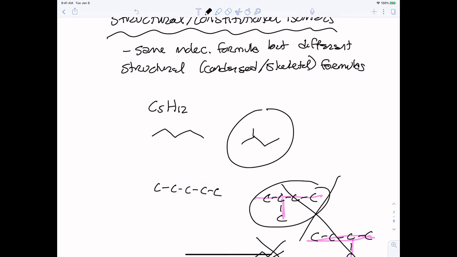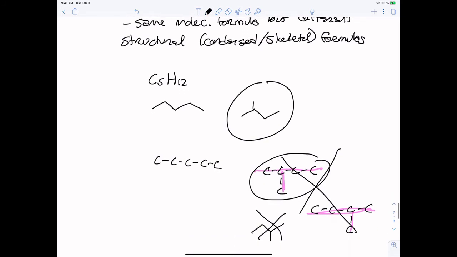I do have one more possibility though. We could have done 3 carbons in a row, and then I could put 2 carbons on that central carbon. The way we would draw that using skeletal structures is in that manner.